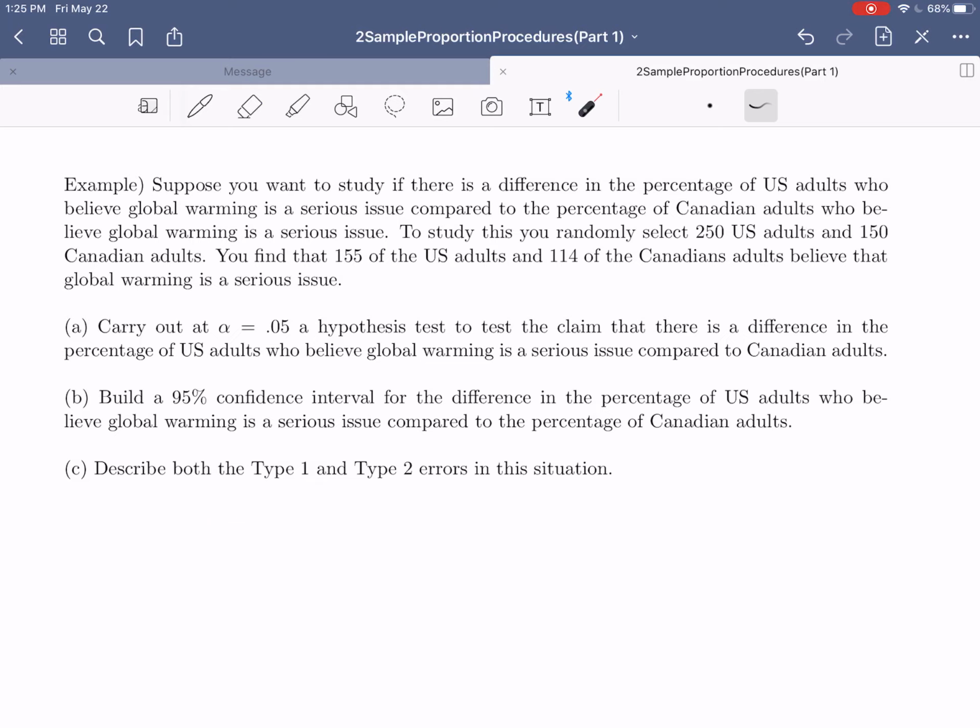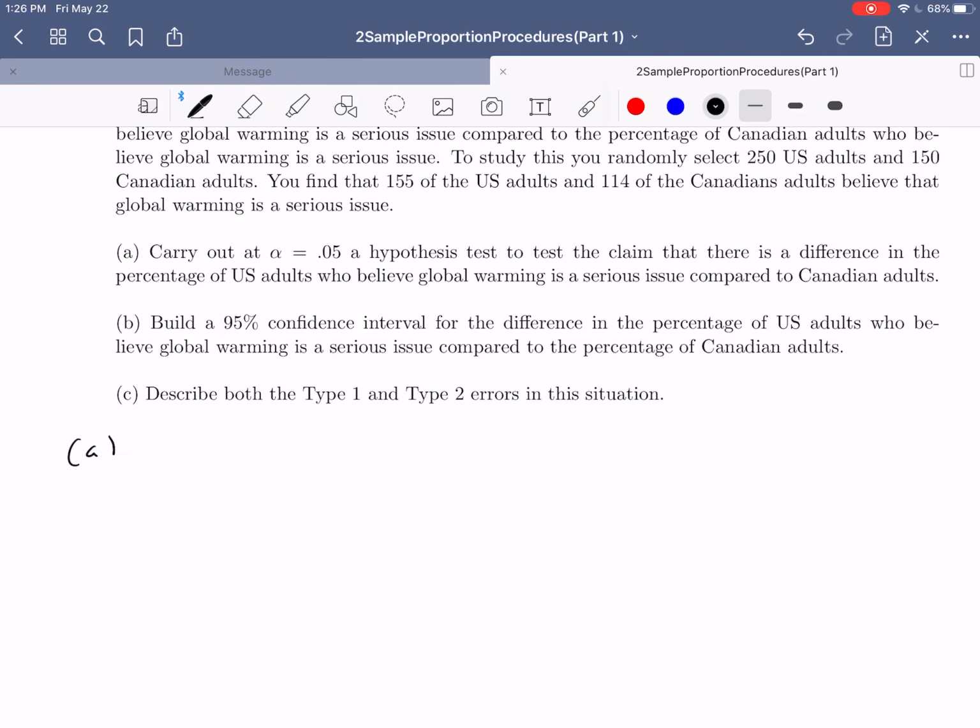Once again, there should be no doubt that in this sort of question, we're talking about categorical data. You see the mention of percentage throughout this question. That's an indicator that it's categorical data. And also, if you just think about the question that's being asked, do you believe global warming is a serious issue? That is a categorical question, and specifically it is a binomial categorical question. You're saying either yes or no. Certainly in the hypothesis test, because we're studying the percentage of US adults compared to Canadian adults, that tells us this is going to be a two-sample proportion hypothesis test. So for A here, we're going to be running a two-sample proportion hypothesis test.